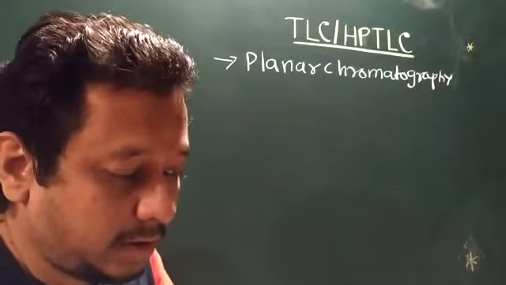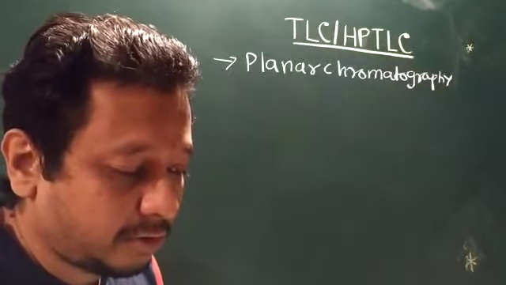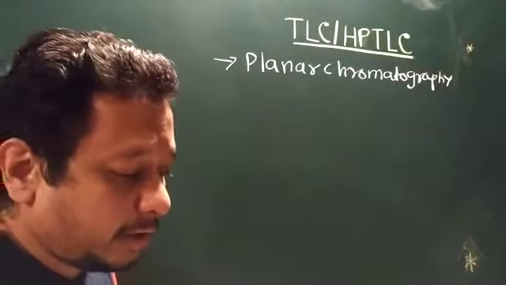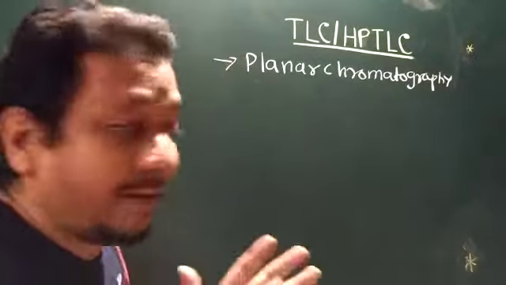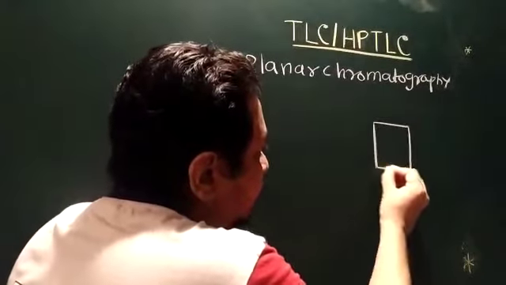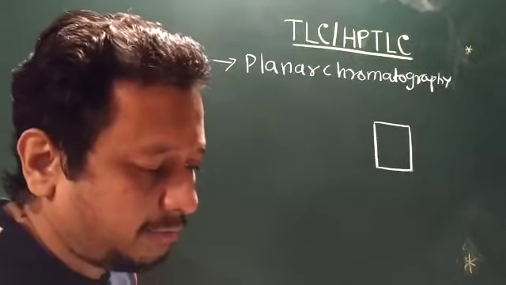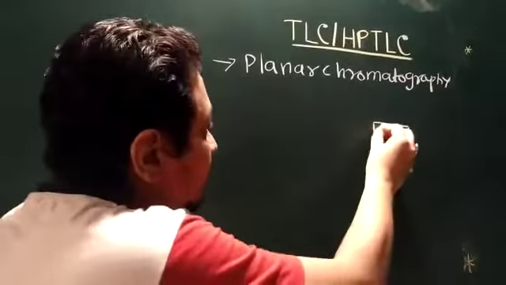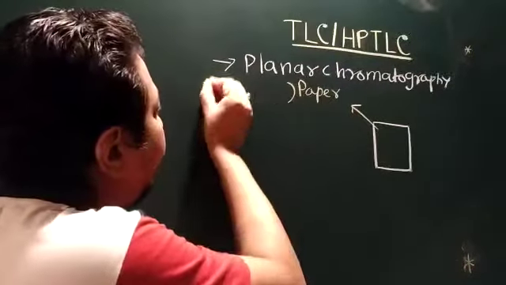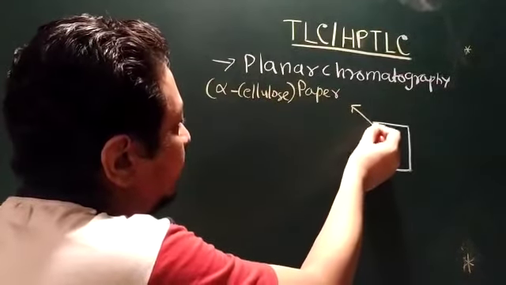Now, what is thin layer chromatography and high performance thin layer chromatography mean? First of all, it is a planar chromatography. It is very important to understand the planar chromatography. The meaning is that the stationary phase is applied on a plane surface. That means you have a plane surface where you apply your stationary phase. Okay. Now the stationary phase can be made up of paper, that is with help of alpha cellulose paper, okay, or it can be made up of silica gel.